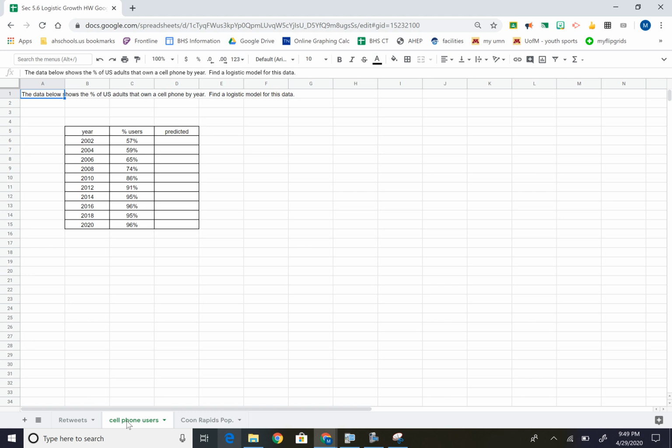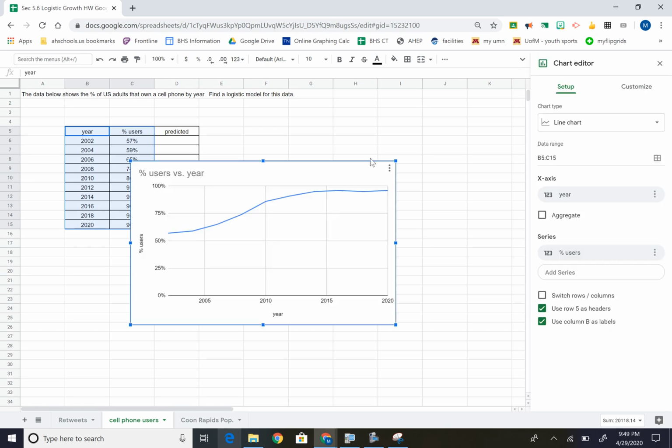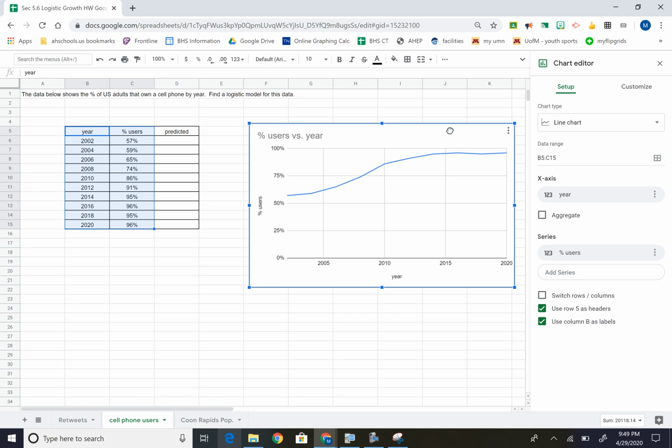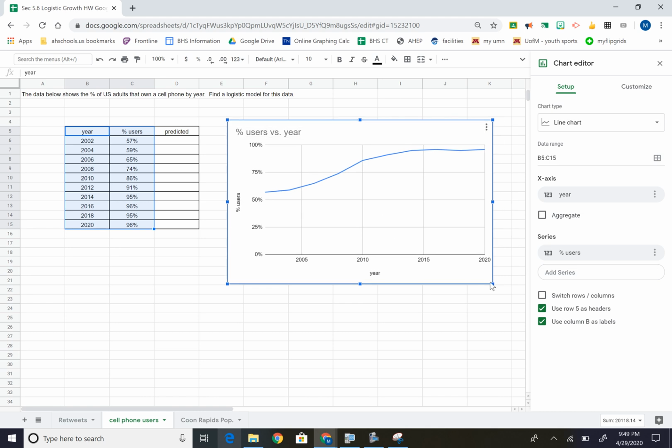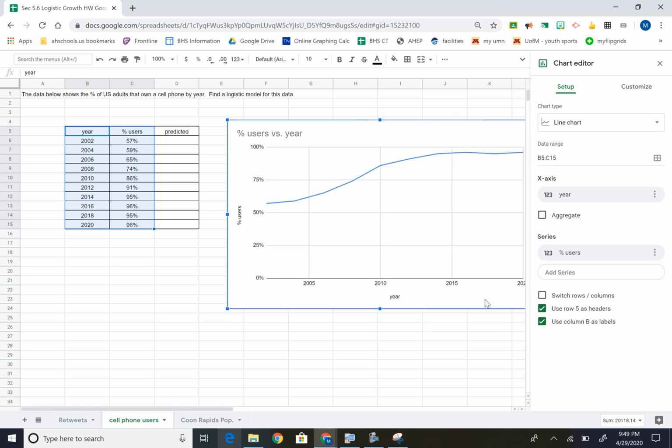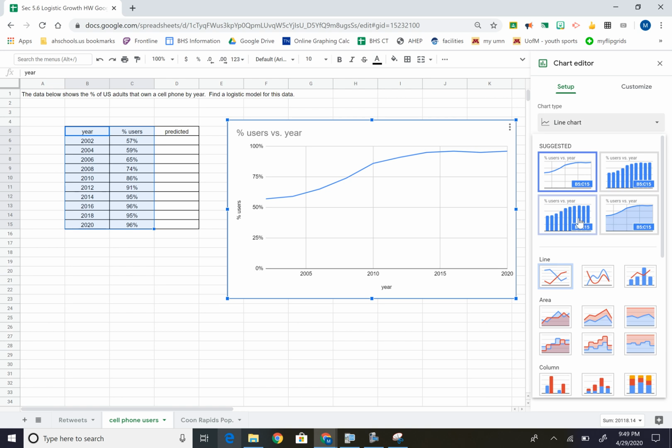Number 2, it says data below shows the percent of U.S. adults that own a cell phone by year. Find a logistic model for this data. So I could start out by clicking, dragging, highlighting that data and making a line graph or a scatter plot. Let's go with scatter plot first.